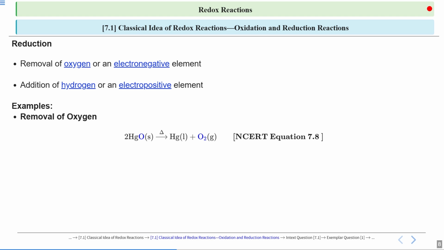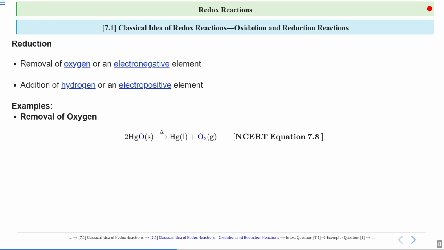So in the reactant, you can clearly see that oxygen is present with Hg. But in the product, Hg and oxygen are present separately, or we can also understand it in a manner that Hg is present alone. That means oxygen has been removed from it, and this removal of oxygen is considered a reduction process, because here only the removal of oxygen is taking place. That means it is a reduction reaction.